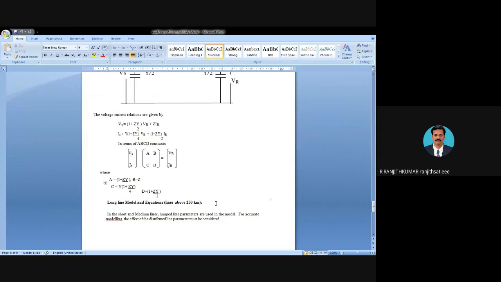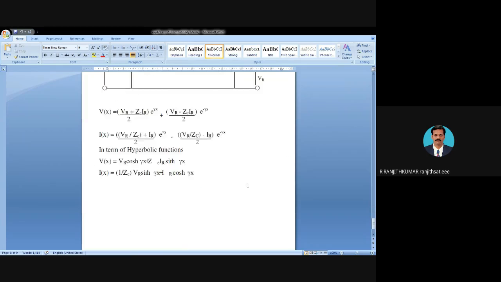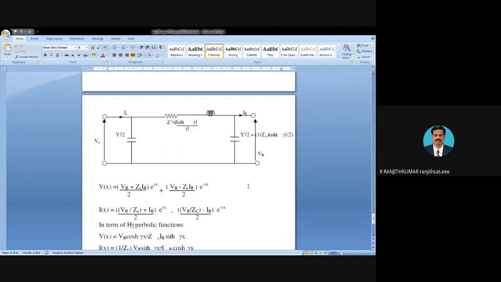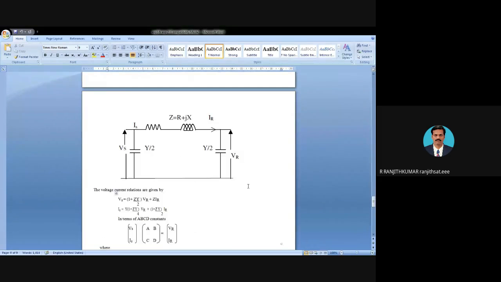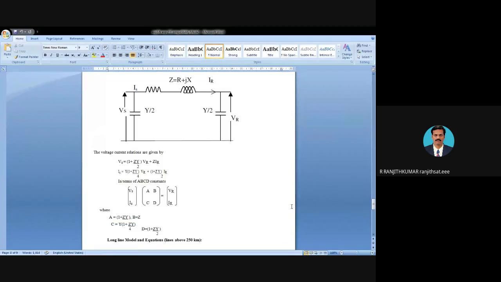You have to calculate this and substitute here and find the values of VS, IS. From VS, IS, we know the formula for regulation, VS divided by VR into 100. Then efficiency is output power divided by input power. So you substitute there and find the values. You take down this equivalent circuit and these constant values. I'll give you 2 minutes time.